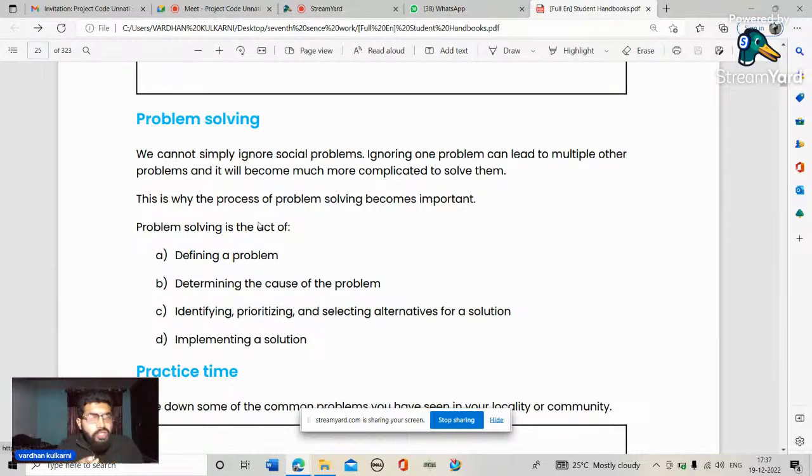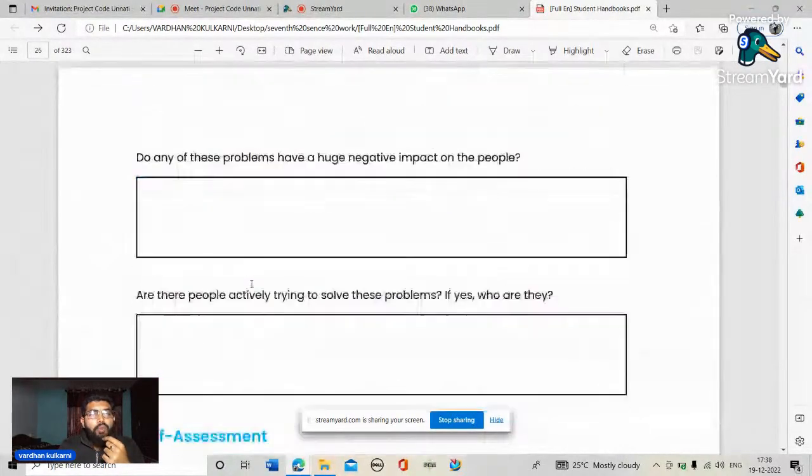then again selecting an alternative for the solution. If you find a solution, you just can't stick to that one solution, right? You should have a backup idea, a backup solution. So it can also be called alternative solutions. Then after finding solutions, you try to implement the solutions you had in mind. If you implement the solutions, you can be the change, or you are trying to solve the problem, correct? Okay, next we see, do any of these problems have huge negative impacts?